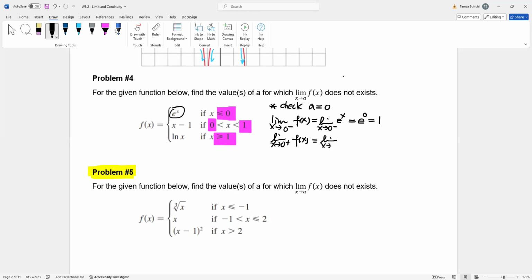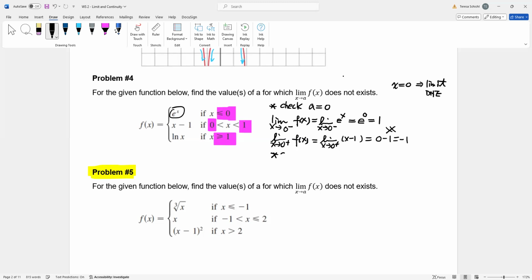From the right-hand side, x approaches 0 from the right-hand side. That means it's greater than 0, so I need to use the function x minus 1. That means this one is going to be very close to 0 minus 1, so negative 1. What happened? They are not equal. So I know when x is equal to 0, the limit cannot exist. The limit is DNE.